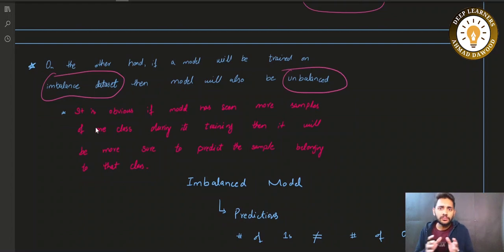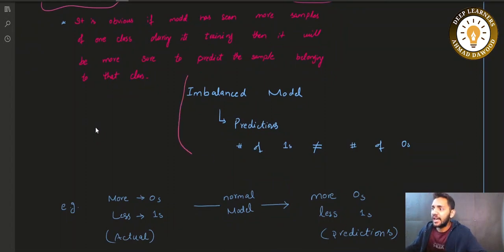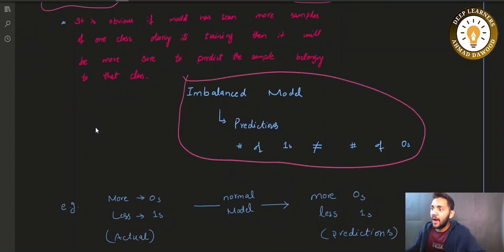The reason is that if your model has seen more samples of one class during its training, then your model will be more sure to predict that class during its prediction, or during the testing phase. And if your model has seen very few samples during its training phase, then it will be less sure to predict that class. Ultimately, in the case of an imbalanced dataset, you will have an unbalanced model.